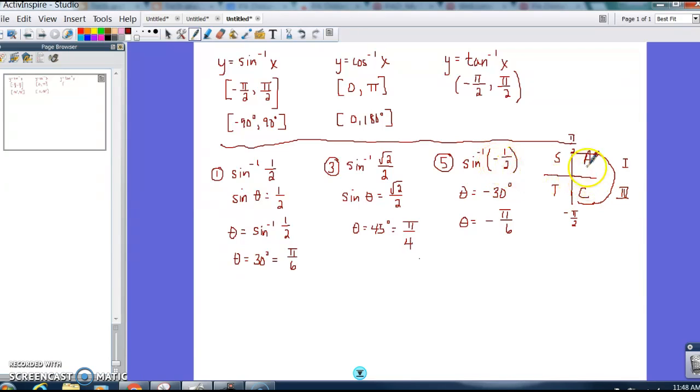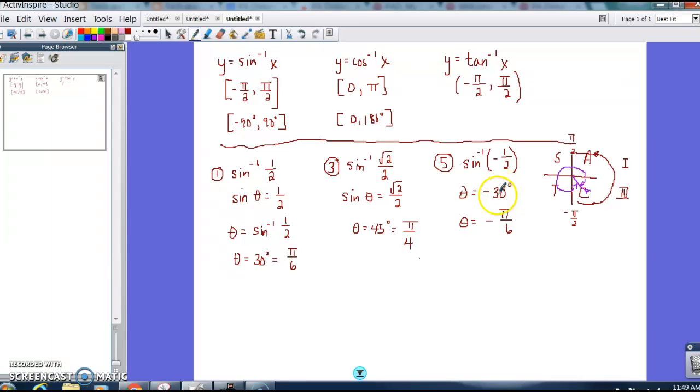Because it's negative, I know it can't be the first quadrant because everything's positive in the first quadrant. So it would have to be down here in the fourth quadrant. But again, I have to write it as an angle between negative pi over 2 and positive pi over 2. So I can't say that it's this angle here, because that measure would be more than 270 degrees. This would be 90, this would be 180, this would be 270. That would be greater than 270. That's not between negative 90 and positive 90. So I have to go this way and count the negative angle.